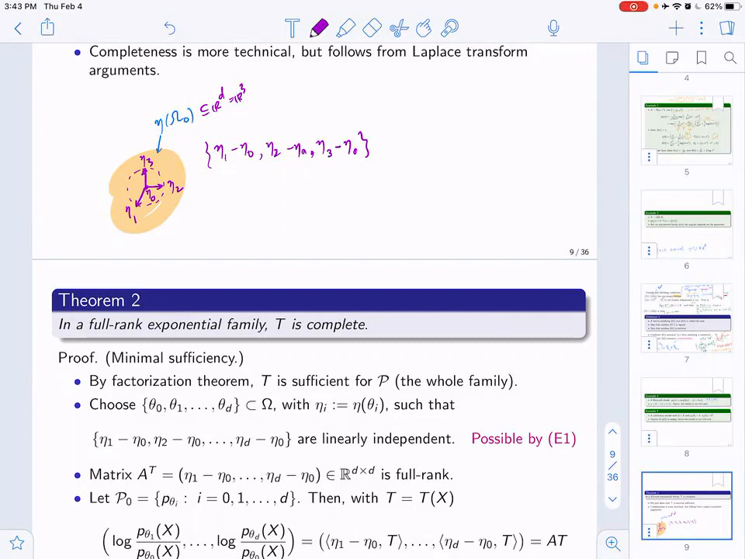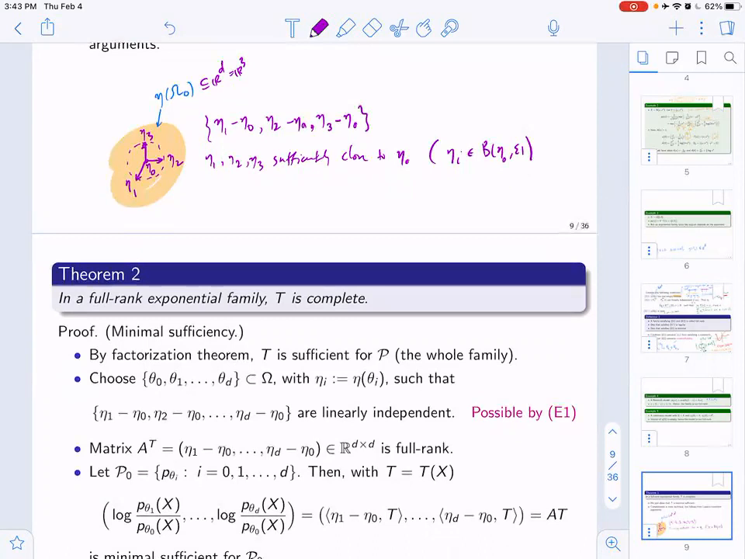So that's where the non-emptiness of the interior comes in. I can embed a full dimensional little ball, and so you can take eta 1, eta 2, eta 3 sufficiently close to eta naught. So for example, they lie in a ball of radius epsilon centered around eta naught, and in that ball I can just make them, let's say, all orthogonal. So these can be made to be linearly independent.